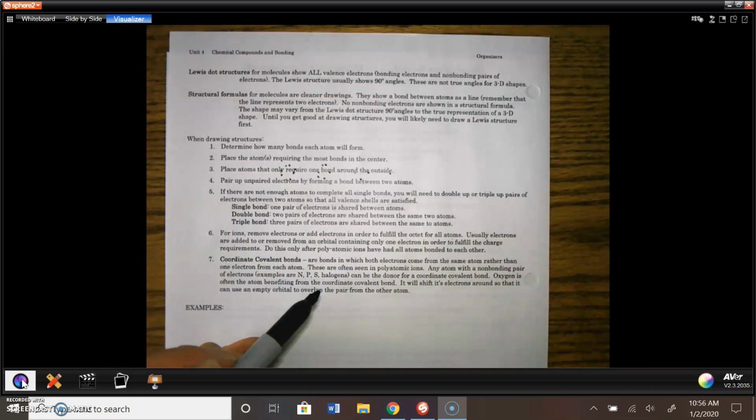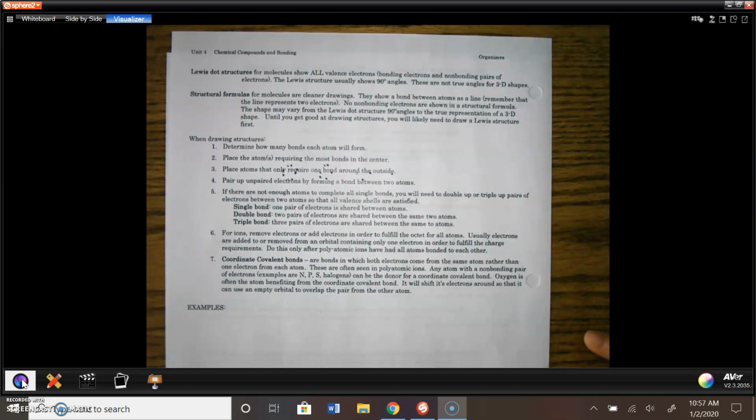It is physically impossible to get all four orbitals close enough to share four bonds, so there is no such thing as a quadruple bond. The highest we go is a triple bond. So let's do a couple of examples of this rule number 5.